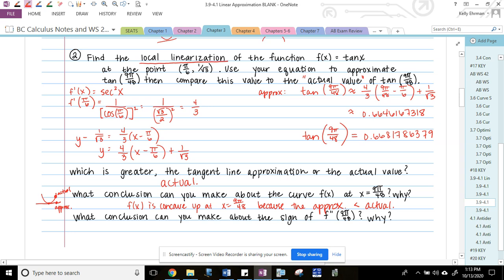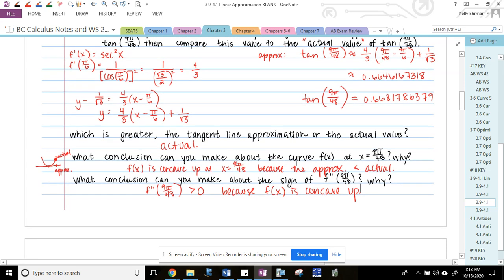What conclusion can you make about the sign of the second derivative evaluated at 9 pi over 48? So if we know that f of x is concave up, it means that the second derivative at 9 pi over 48 must be positive, so greater than 0. And it says why, so I'm going to say because f of x is concave up. Now, if these were parts to an AP question, you wouldn't have to answer again why you know that f of x is concave up. You don't have to over-explain.